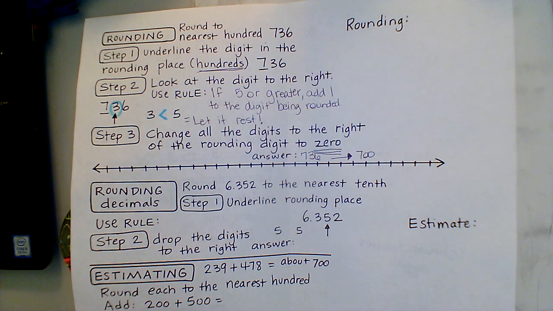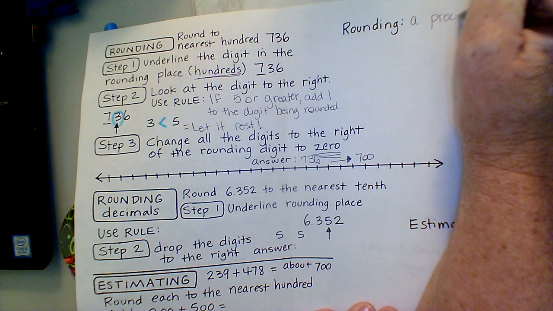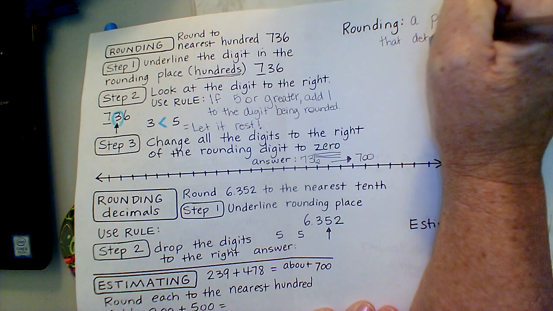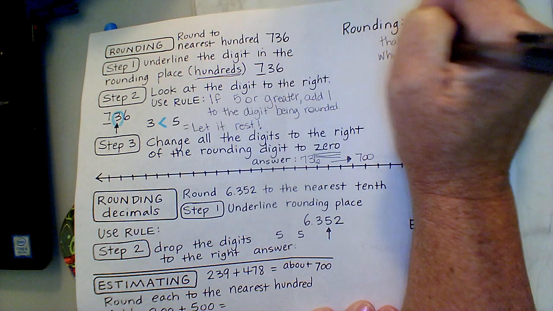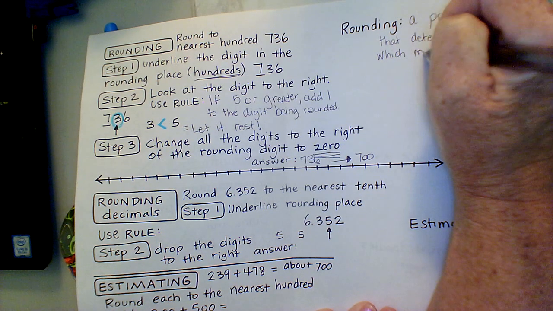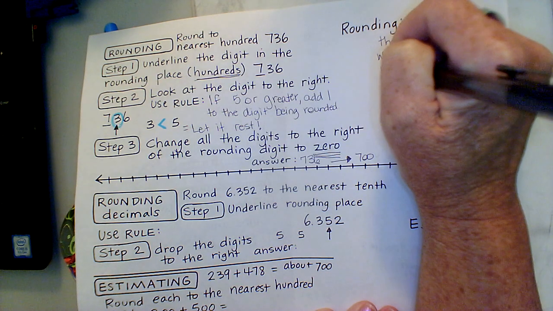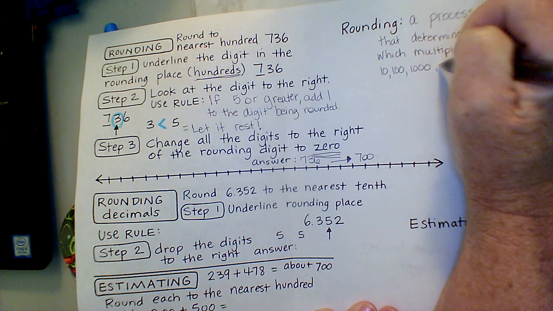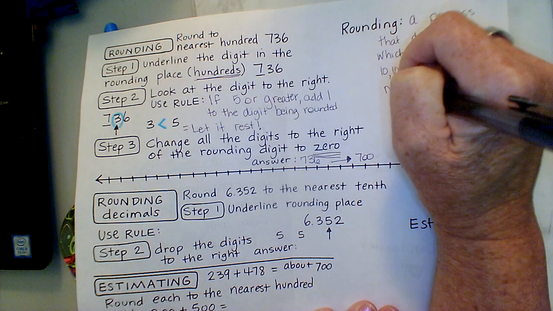Okay? Let's get a good definition in our journal for rounding. It is a process that determines which multiple, again, we're looking at place values, of 10, 100, 1,000, and on through the place value chart, a number is closest to.